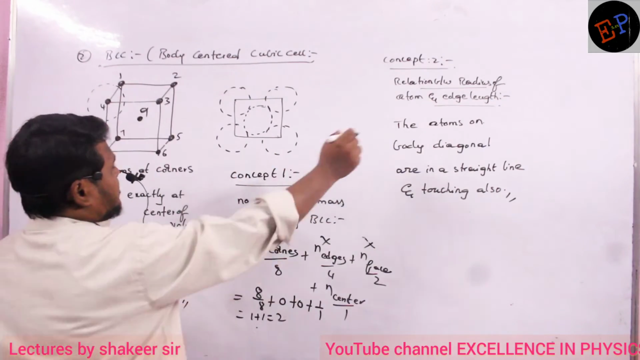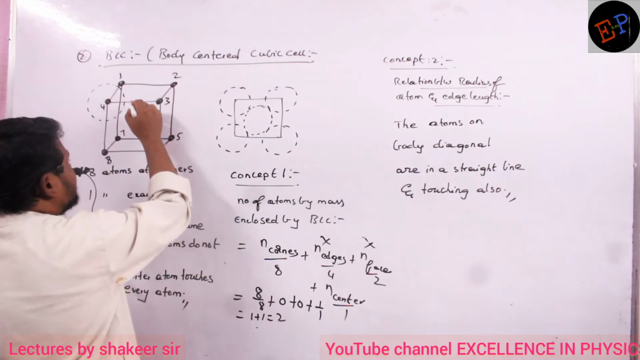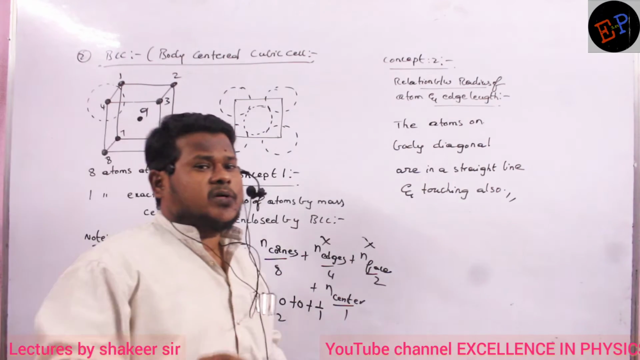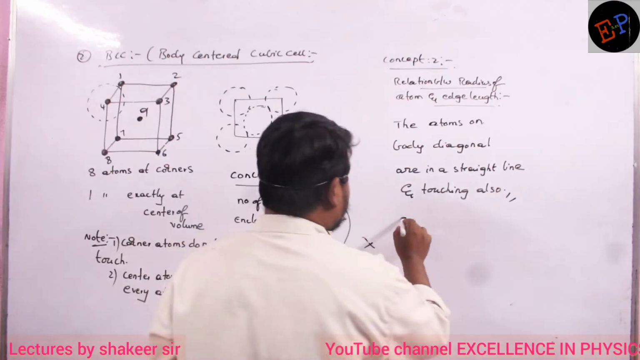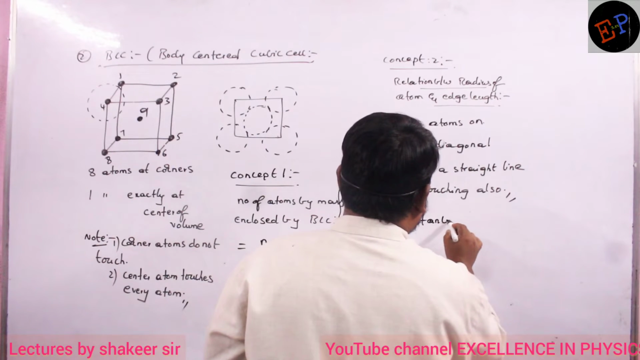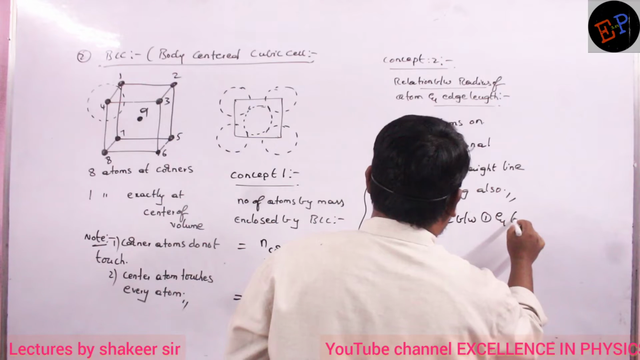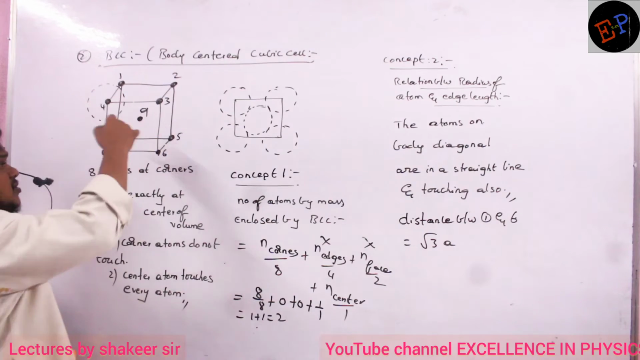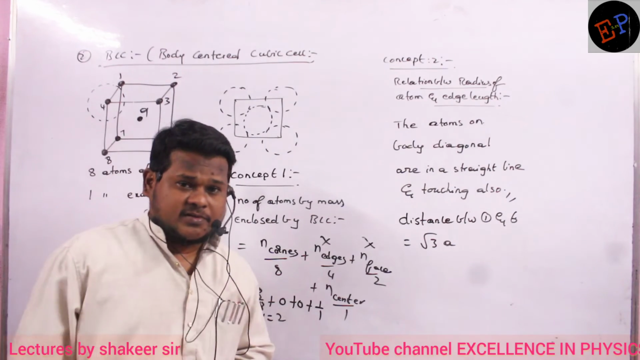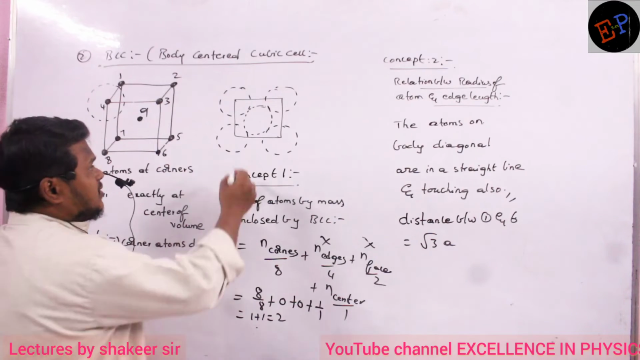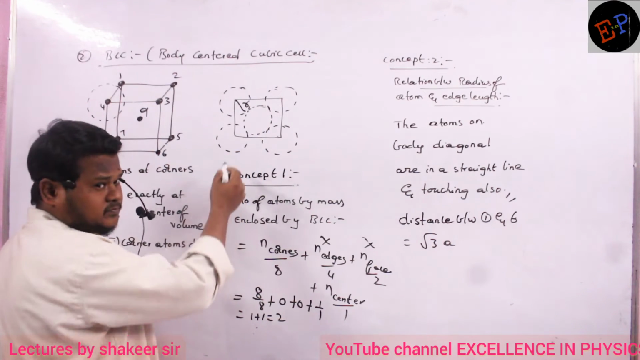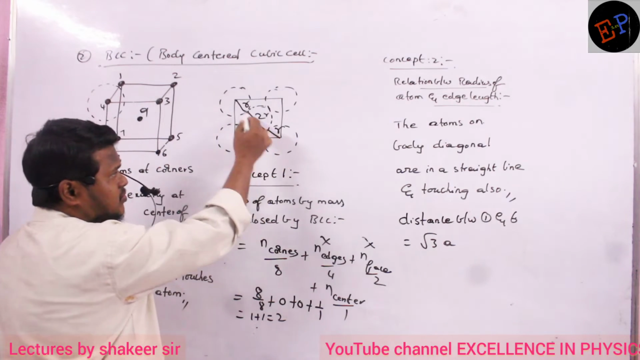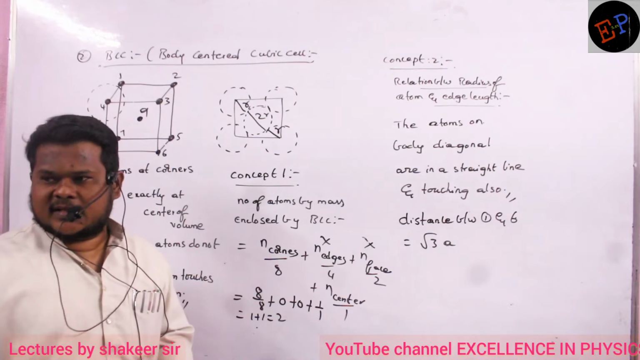Now, can you say what is the distance between this point and this point? What is the distance between 1 and 6? Root 3a, very good. So the distance between points 1 and 6 is root 3 into a. And in terms of radius, from here to here is r, here to here 2r, again here to here r. Totally 4r.